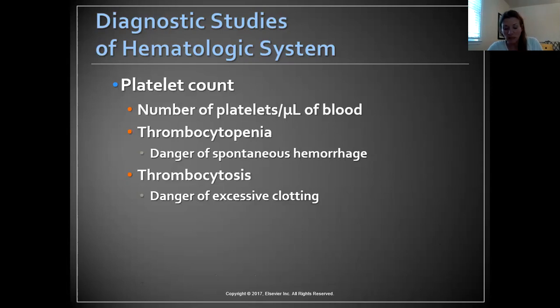Platelet count, normal, is between 150,000 and 400,000. Thrombocytopenia, or low platelets, occurs when there are below 100,000 and increases bleeding risk and risk of spontaneous hemorrhage. Thrombocytosis is excessive platelets, so greater than 400,000, and is a disorder that occurs with inflammation and in some malignant conditions. The most likely complication related to thrombocytosis is excessive clotting.